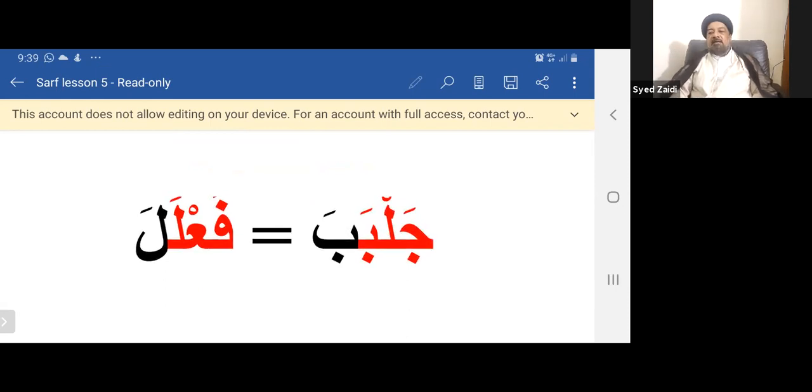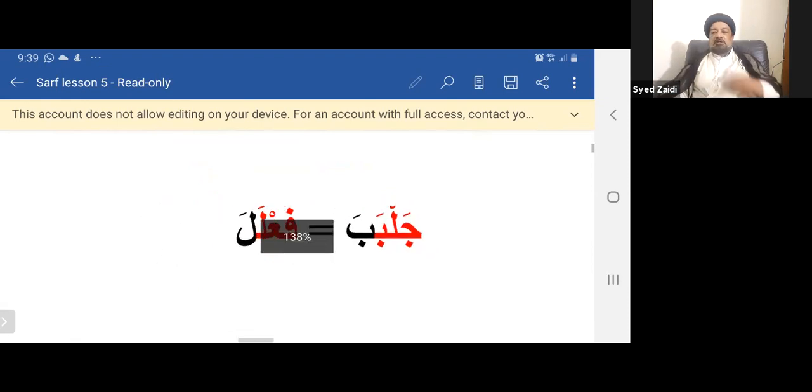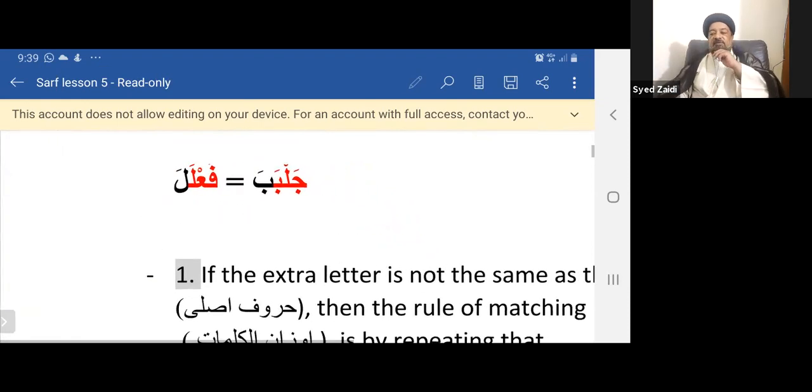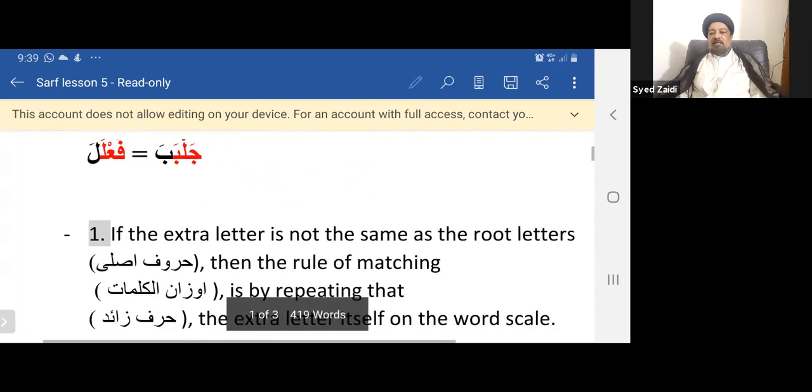Jim, lam, and be are the huruf asli. Ba is zaid. But both of them are bas, right? Therefore, similarly, the formula is the same. In the word scale, what you do is you do the same thing as you've done over there. Jalbaba equals fa'ilala. Now, as I read the text that I've jotted down today, it'll be even easier.